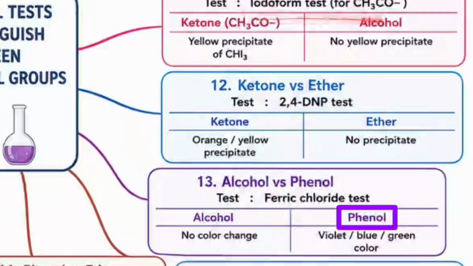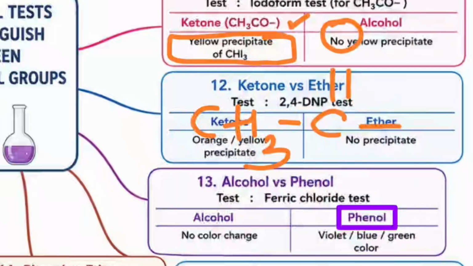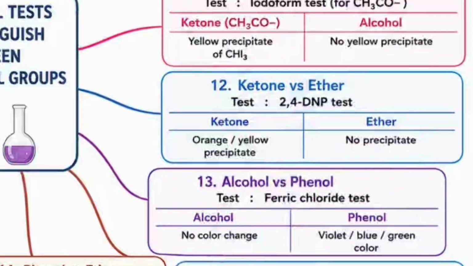Then you can see the iodoform test for CH3CO, with a bond. What does this show here? It's something like this. Now this is ketone. Clear? No worries. Ketone, and as you can see here, a yellow precipitate of CHI3, and here no yellow precipitate in case of alcohol.